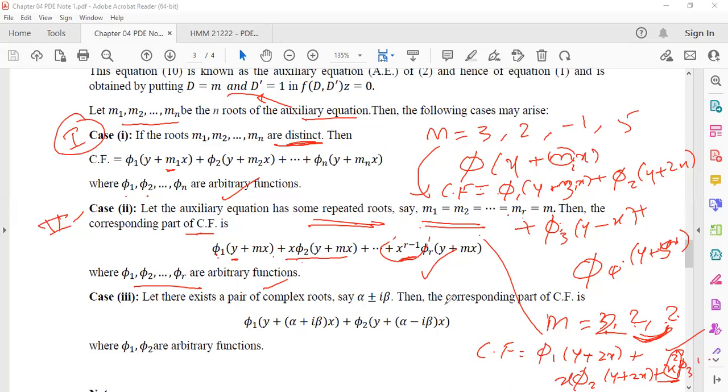Have we got that? Now let's go for the case number 3.